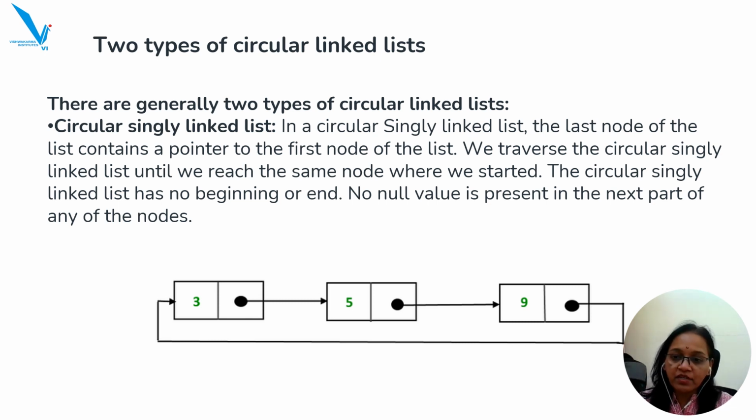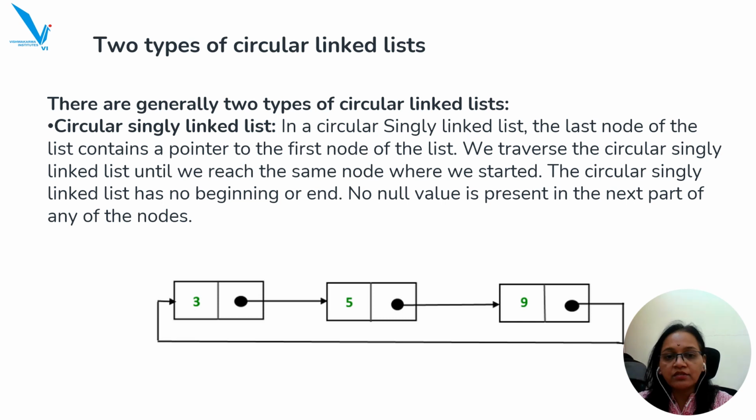Now, there are two types of circular linked list. Previously, we have already seen that there is a singly linked list and there is a doubly linked list. Now, a circular linked list can be singly or doubly linked. So, based on that, we have these two types. Circular singly linked list: in a circular singly linked list, the last node of the list contains a pointer to the first node of the list.